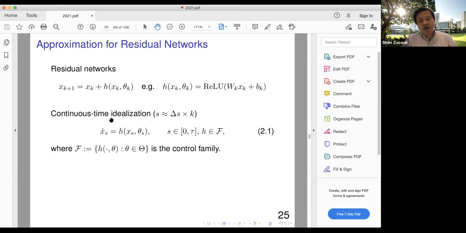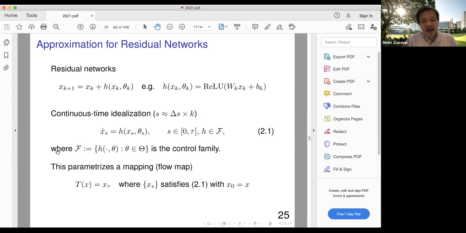Making the connection between the residual nets and the dynamic system is not our contribution. It has been done by other people, like Weinan E and Osher, many people have done this part. But what they did is basically for the study of the algorithm, especially the stochastic gradient descent algorithm. But our contribution is that we first connect this residual network and this dynamic system in terms of approximation.